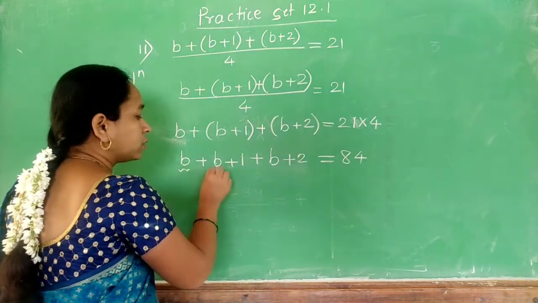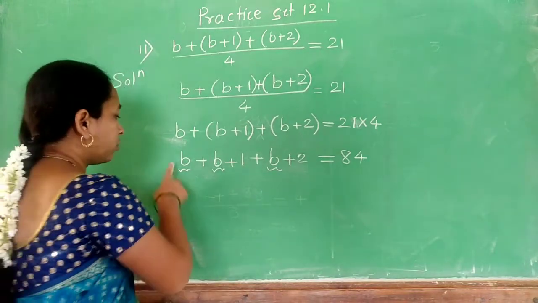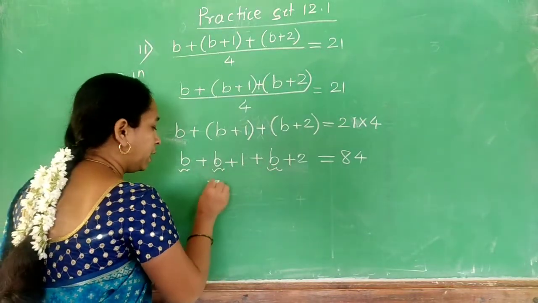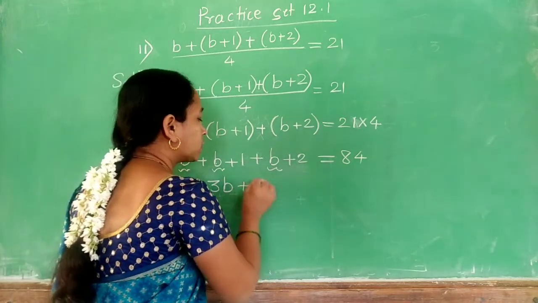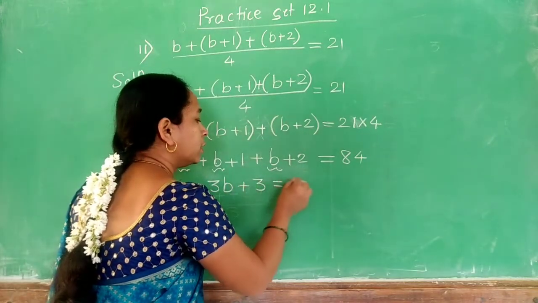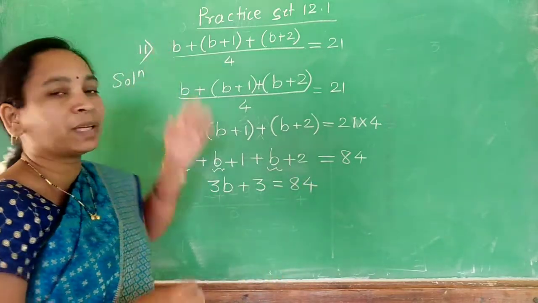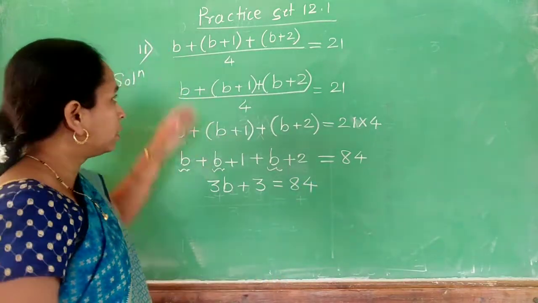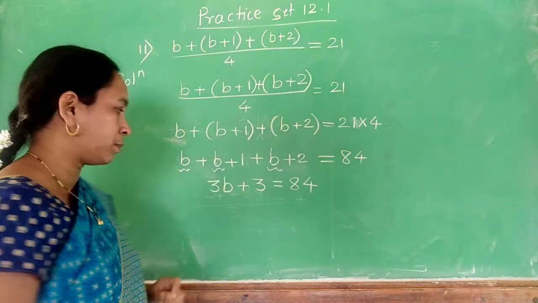Now see the like terms b, b, b. 3 times it is repeated. So it is 1b, 1b, 1b. It means it is 3b. Plus 1 plus 2, it is 3, is equal to 84. Now before, in the example, it was a big expression, a big equation. This big equation is transformed into a simple equation.